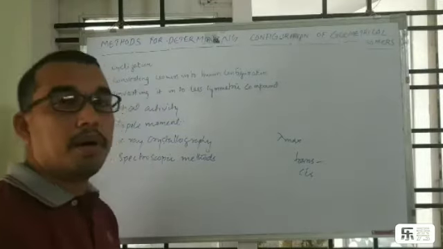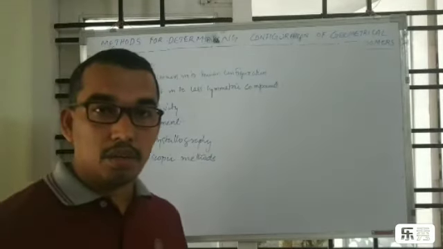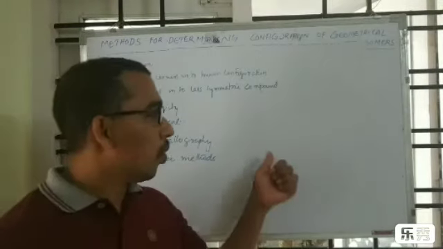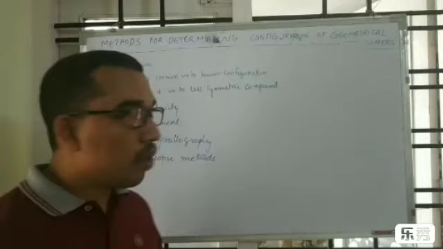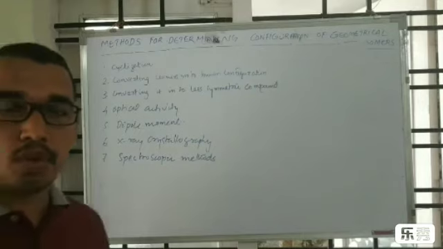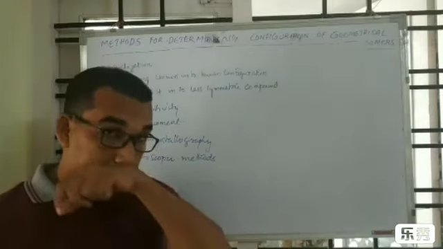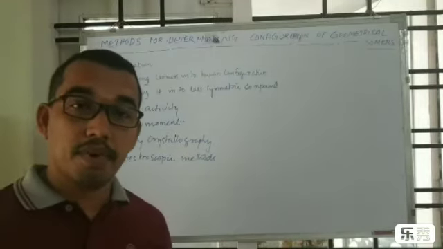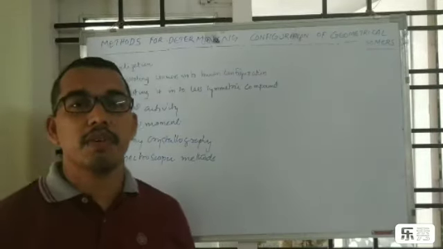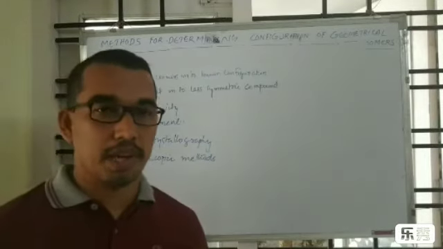Then in mass spectroscopy, the molecular ion peak will be stronger for the trans isomer than the cis isomer. And in NMR spectroscopy, the coupling constant will be different for different isomers. And in IR spectroscopy, the rotational frequency will be different for different isomers. With that, we can determine the configuration of different geometrical isomers.